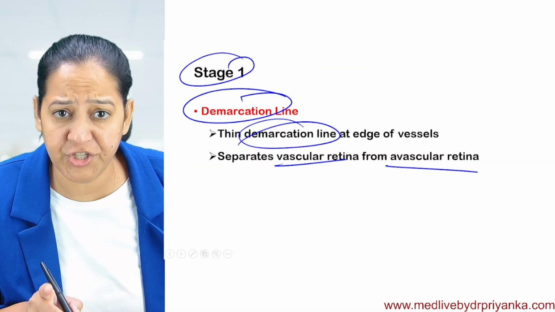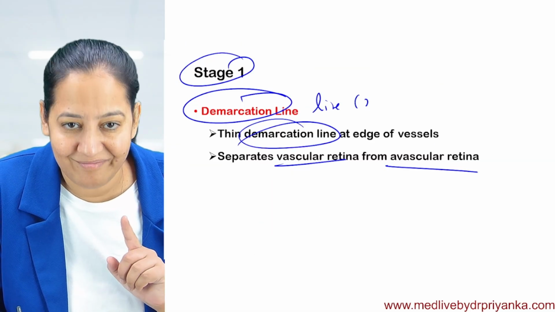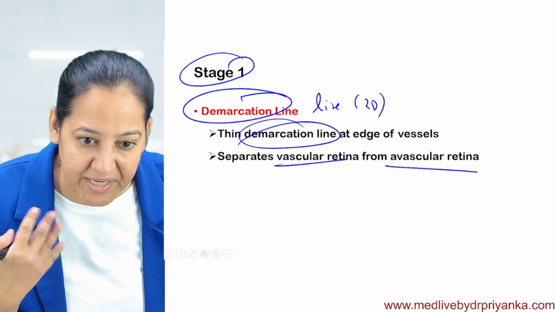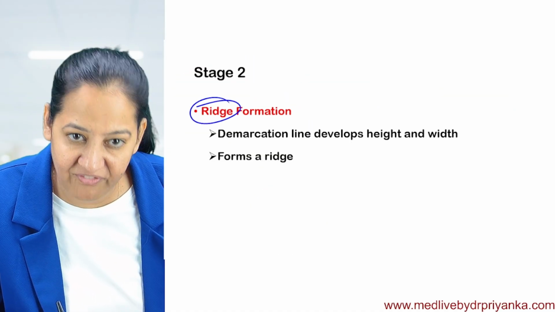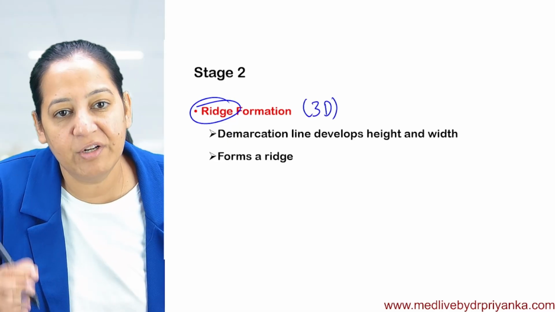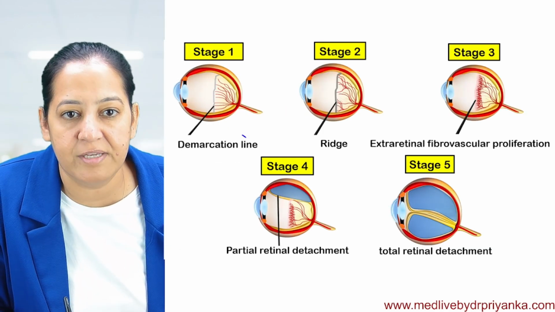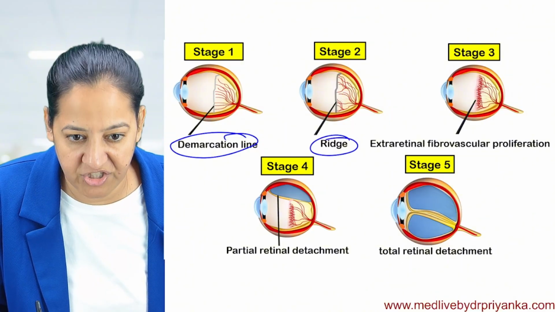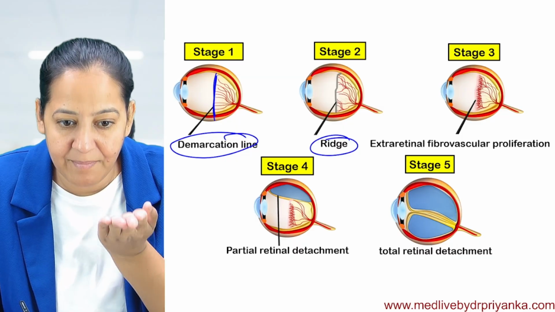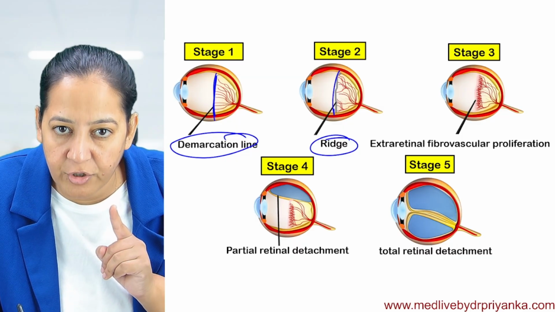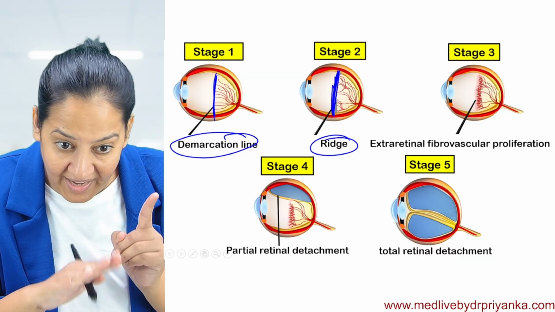Now, initially it was a line. A line is 2D. It will take 3 dimensions. So instead of line, I will call it a ridge. The same thing, instead of a demarcation line, it is a demarcation ridge. A line is 2-dimensional, having a length and width. Now it will gain some height, so it converts into a ridge.